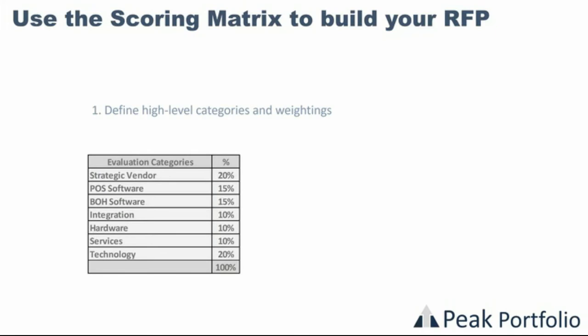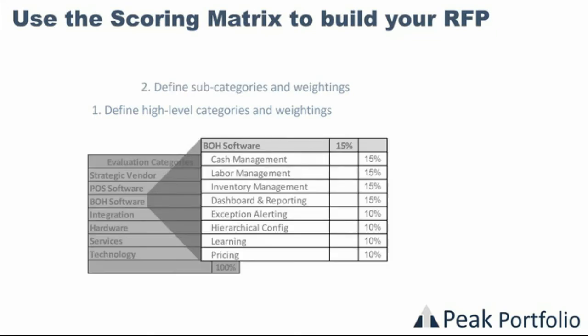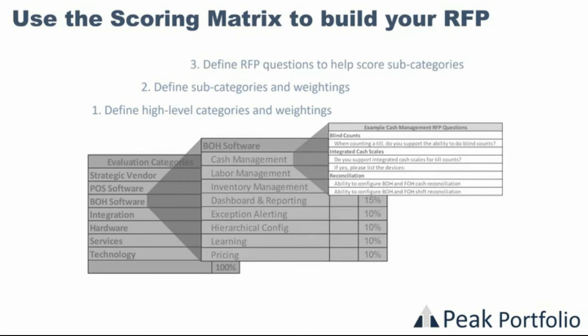Now, the other thing we like to do is use the scoring matrix as a way to build the RFP. So first step would be to define your high-level categories and break out your weighting by those high-level categories. Next step is you're going to take each one of those and you're going to break those into the subcategories and apply weighting to those. So we've shown that on the previous slide. But the important thing here is step number 3, which is define RFP questions that will help you score the subcategories.